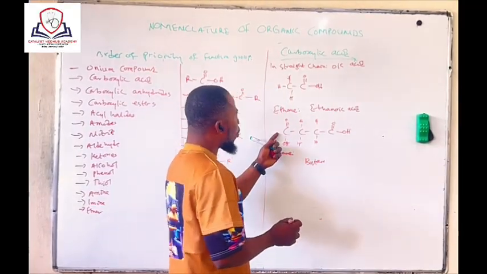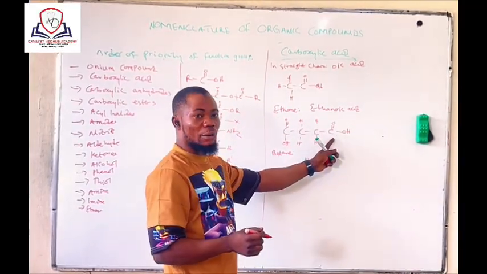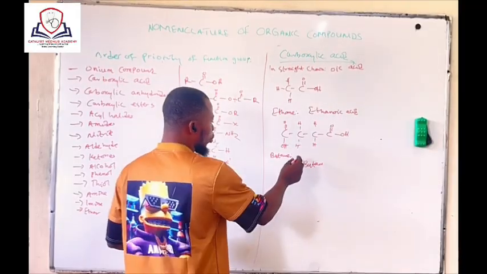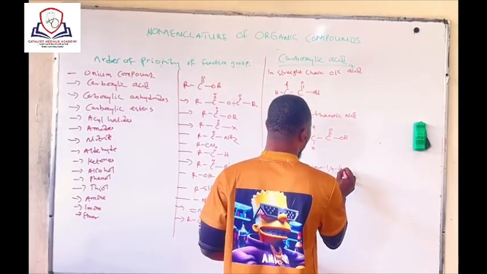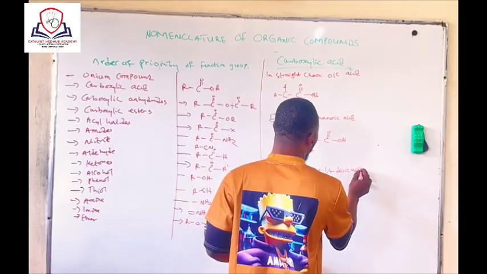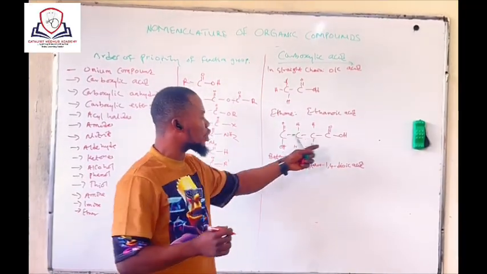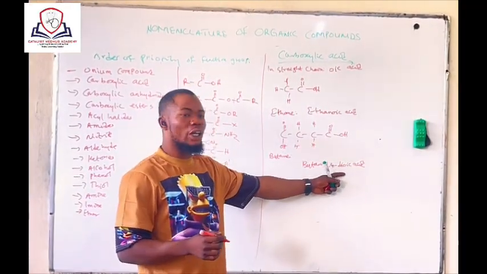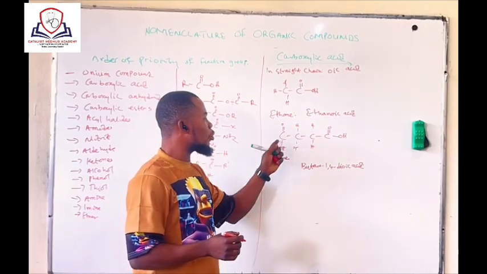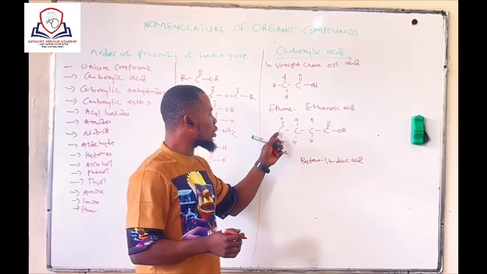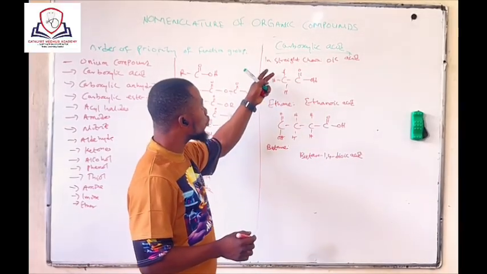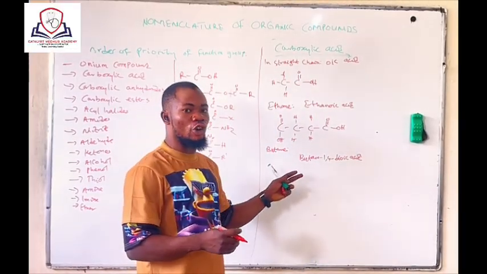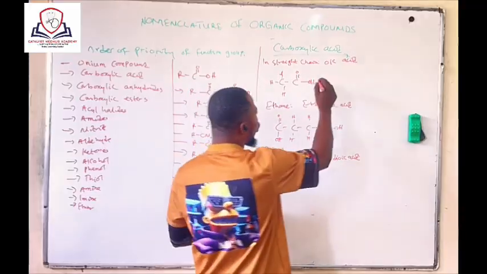Butane. Carbon number 1 and carbon number 4 have carboxylic acid. So we have butane-1,4-dioic acid. Since we have two functional groups again, we'll have dioic acid, citing the positions where the carboxylic functional groups are located. This is the simplest way to know the nomenclature of carboxylic acid if they occur in a straight chain.